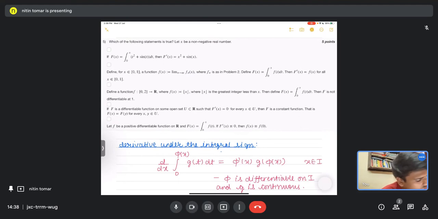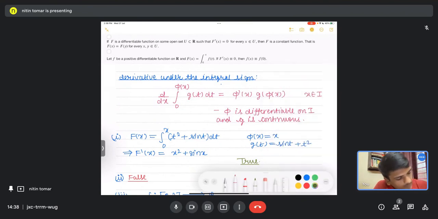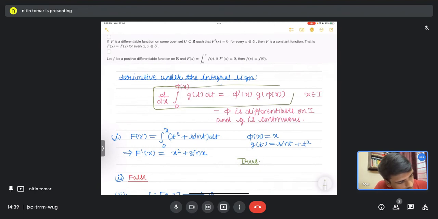So the next question is, which of the following statements is true, where x is a non-negative real number? The first part is where we use the derivative under the integral sign. So for the first part we use this formula, which is given by this.